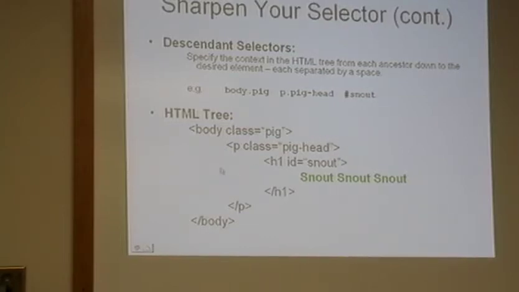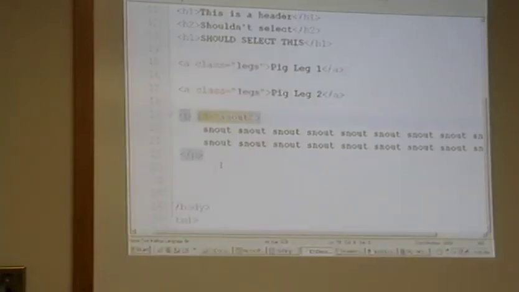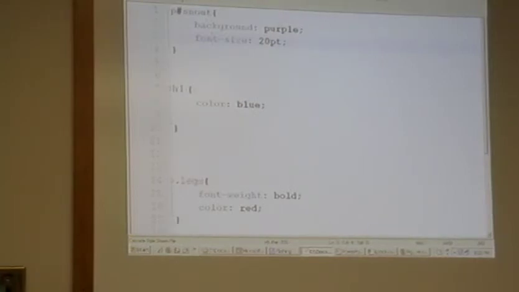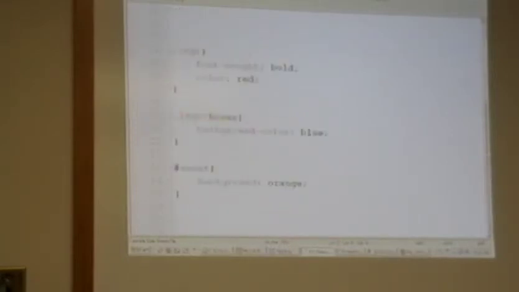Okay? So we're going to battle our selectors here. This one is saying P. Notice how this one, first we had pound snout, and that was overriding this guy. So we added a P, and then this one overwrote the bottom one. So now let's be even more specific.